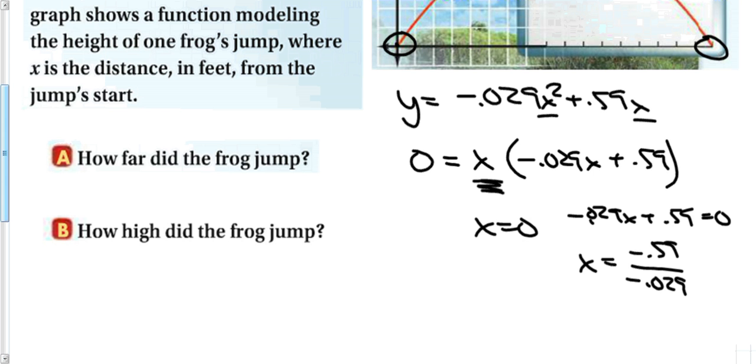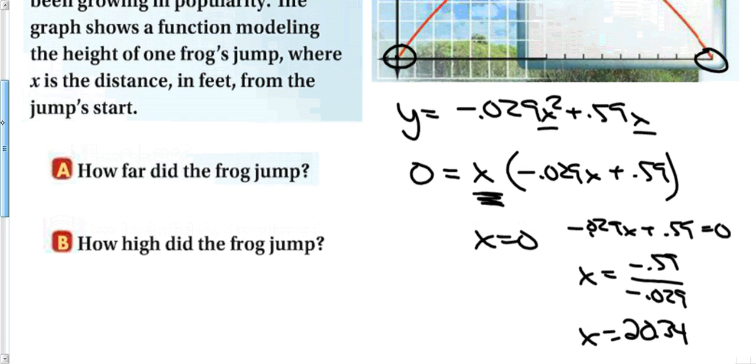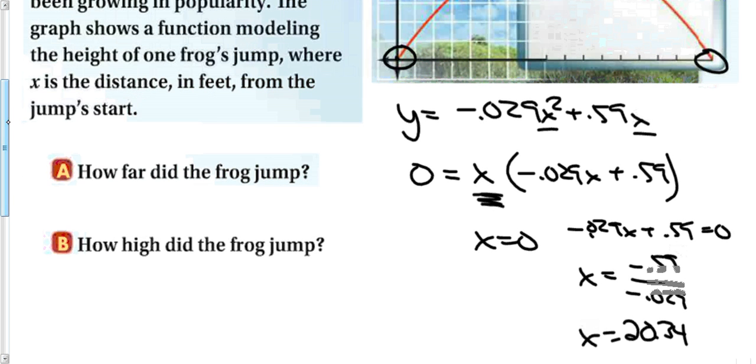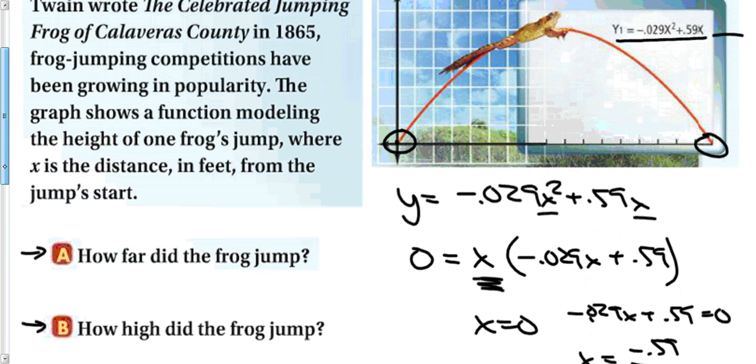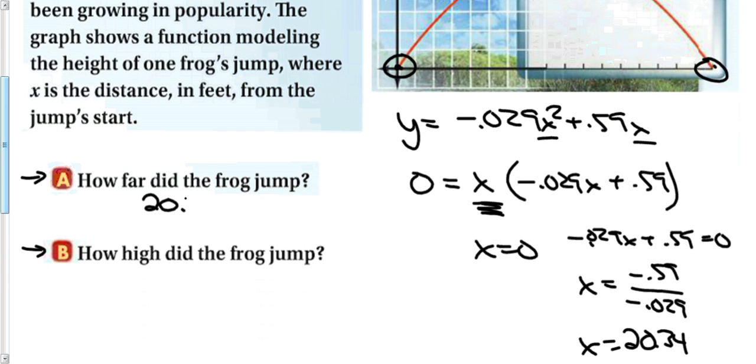Plugging that into a calculator gives me x is equal to 20.34, about. Okay. Now, let's take a look at these two questions right here, A and B. How far did the frog jump? Well, if I look at my graph, and I have a better graph of this in a second, the frog started jumping at 0, and my other intercept is the place where it landed. So the frog jumped 20.34 feet.